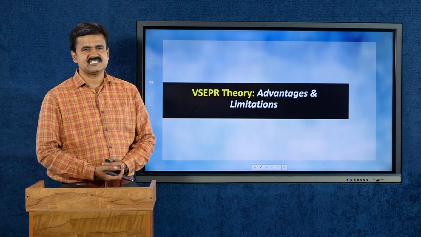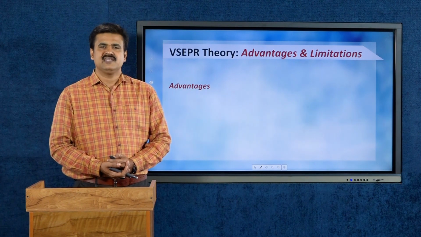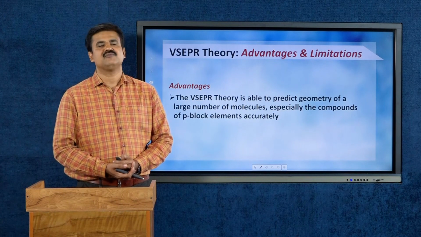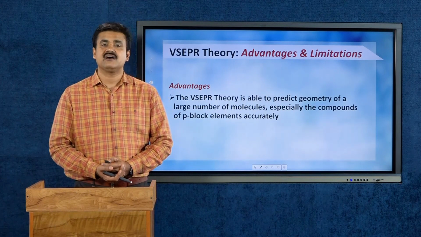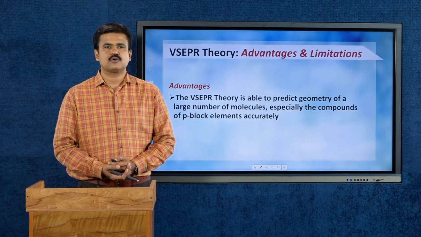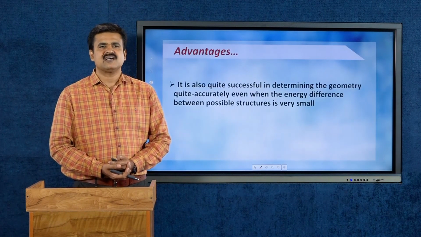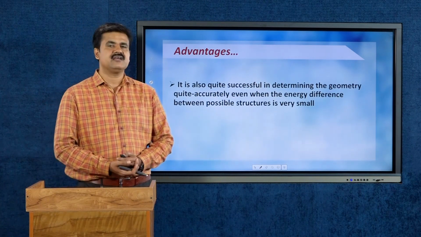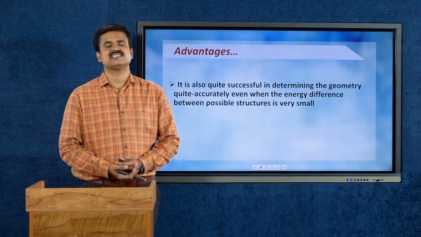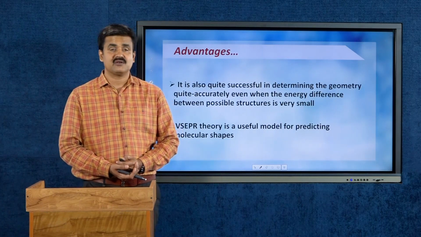Now we are discussing the advantages and disadvantages or limitations of the VSEPR theory. We are focusing on advantages first, followed by disadvantages. The VSEPR theory is able to predict the geometry of a large number of molecules, especially the compounds of p-block elements, accurately. It is also quite successful in determining the geometry quite accurately even when the energy difference between possible structures is very small. VSEPR theory is a useful model for predicting molecular shapes.